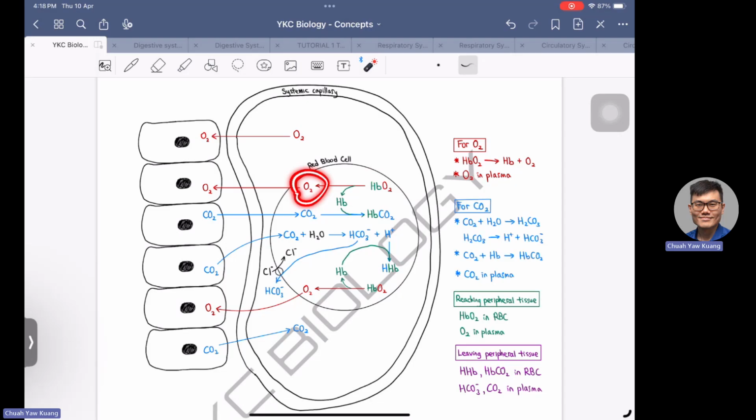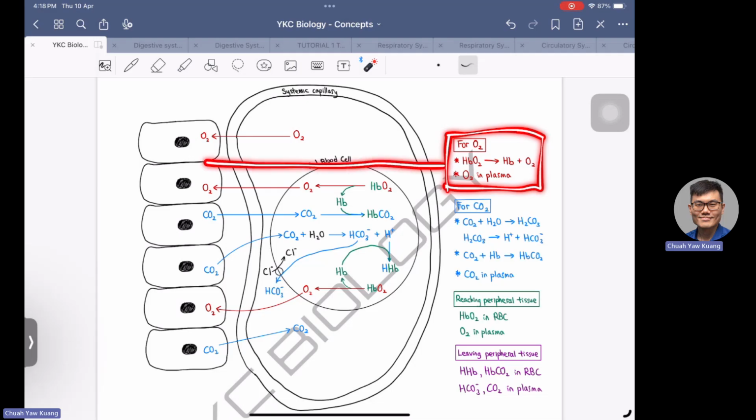Now we look back at this oxygen gas. Once it is released from the oxyhemoglobin, it will diffuse out of the blood into the peripheral tissue. The same thing goes for the second pathway. The oxygen molecule that occurs in the plasma will also diffuse out of the blood into the peripheral tissue down the concentration gradient. And with that, that is how the unloading of the oxygen into the peripheral tissue occurs.